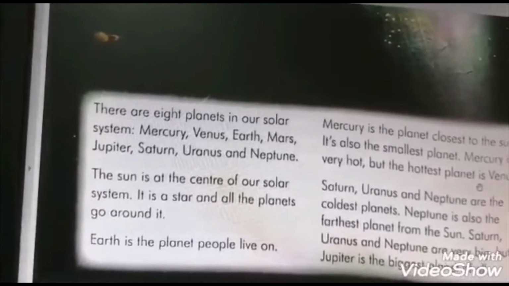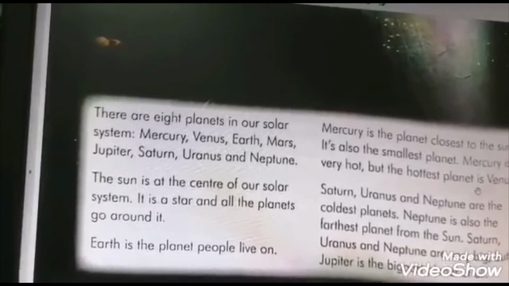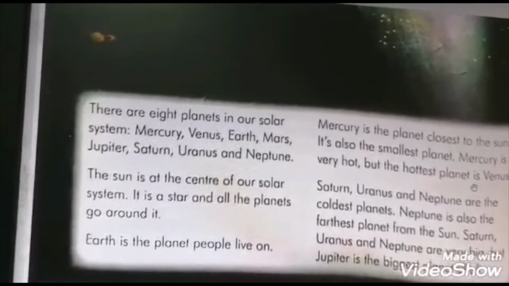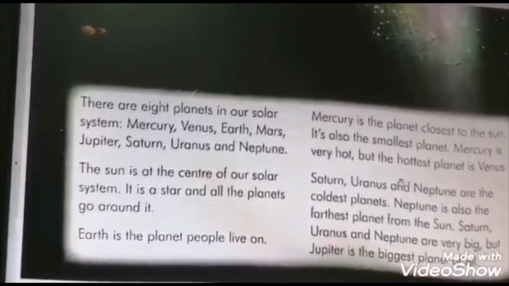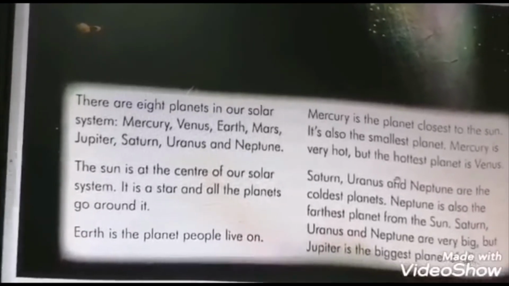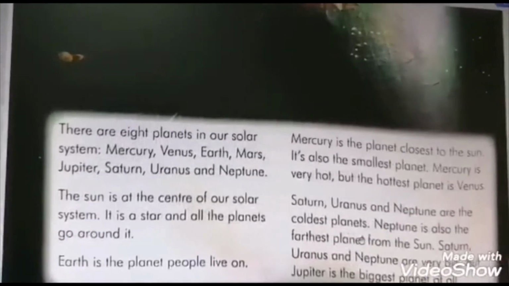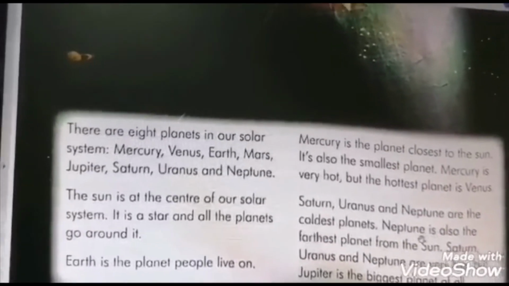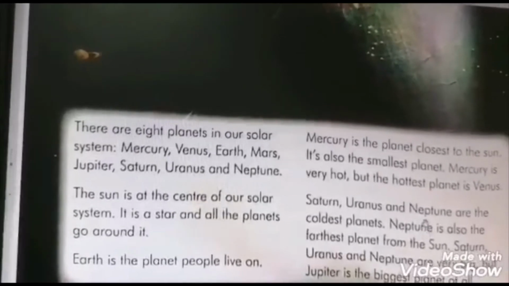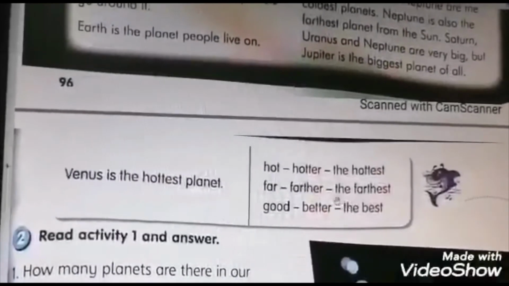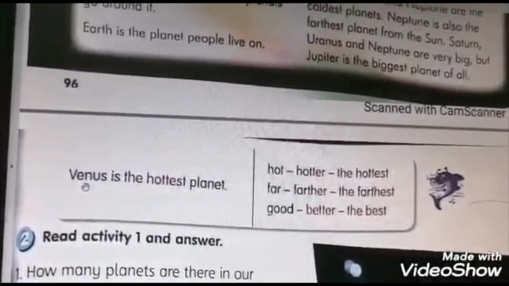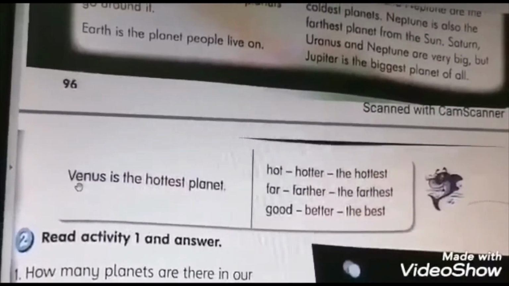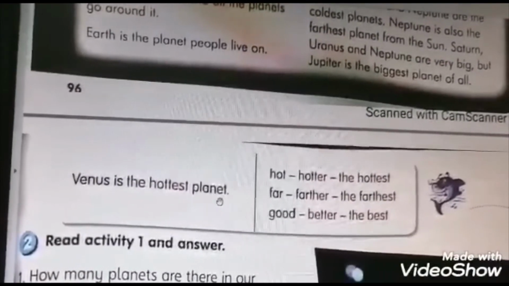So which planet is the farthest from the Sun? Yes, the farthest planet is Neptune. The farthest planet is Neptune. So now turn to the next page, page number 97. Look at the top of the box. As you can see, read after me. Venus is the hottest planet.